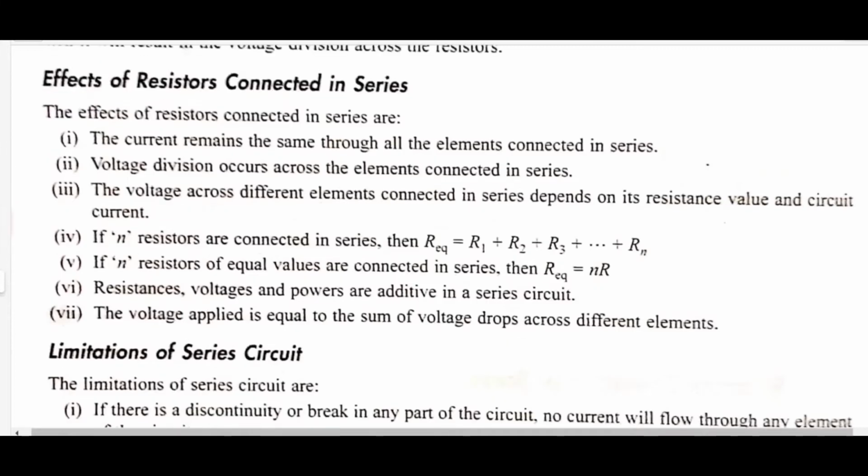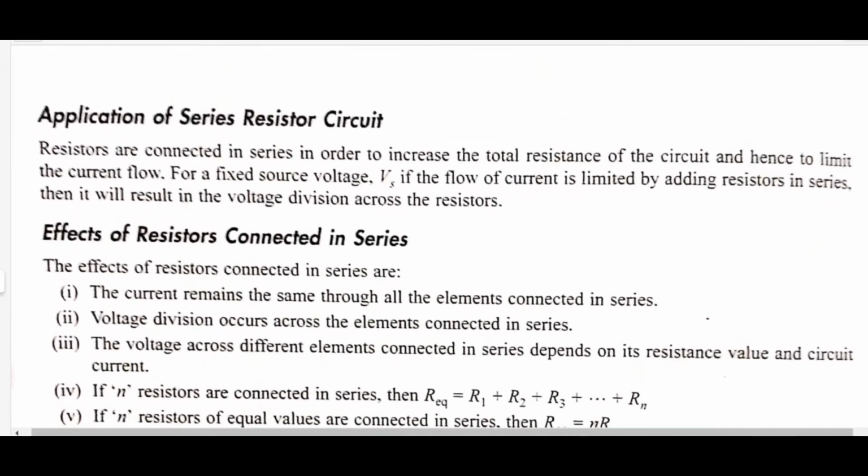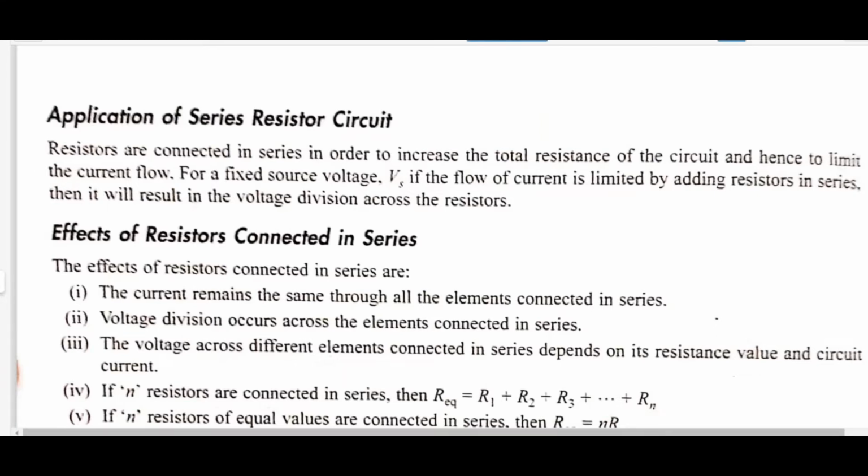Now we'll see the various applications of a series resistor circuit. When resistors are connected in series, the total resistance of the circuit increases, and that's why it limits the current flow. For a fixed voltage Vs, if the flow of current is limited by adding a resistor in series, it results in a voltage division across the resistors. So we can apply the series resistor circuit where we need to limit the current flow.